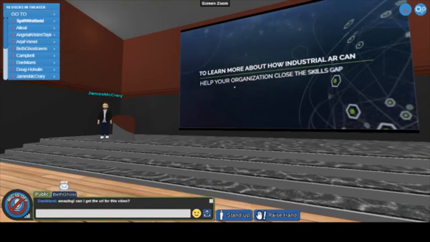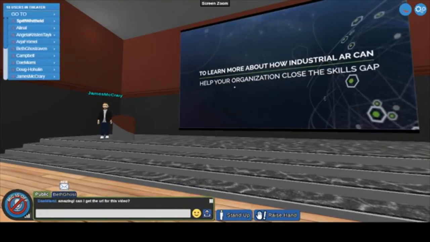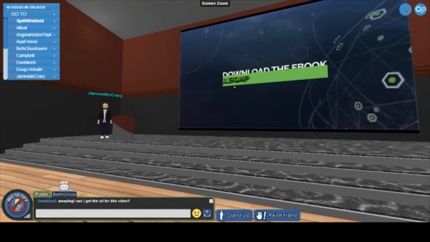To learn more about how industrial AR can help your organization close the skills gap, download our ebook.